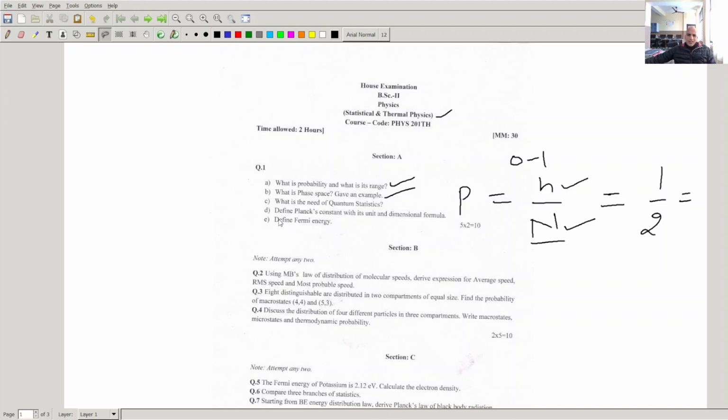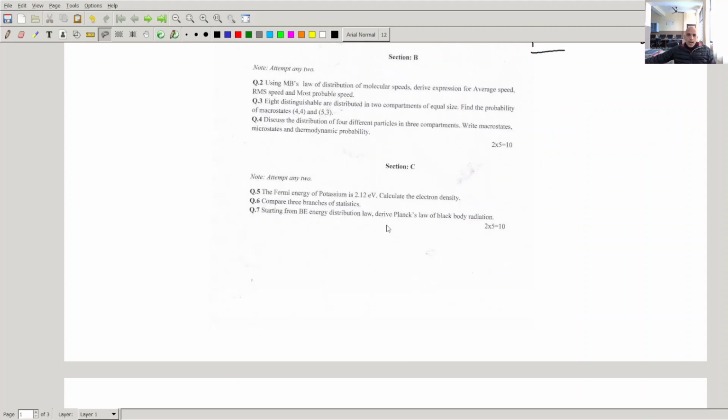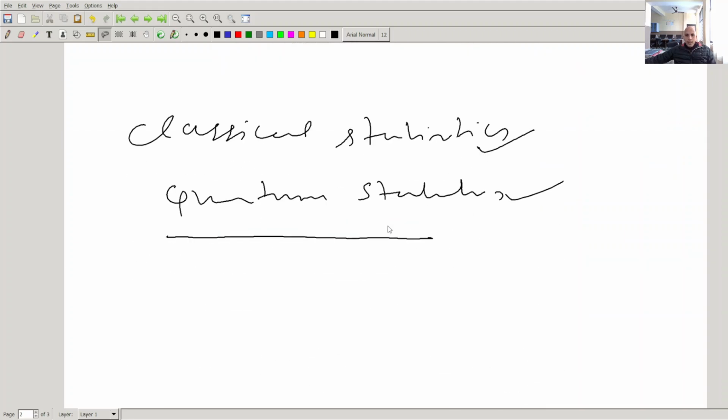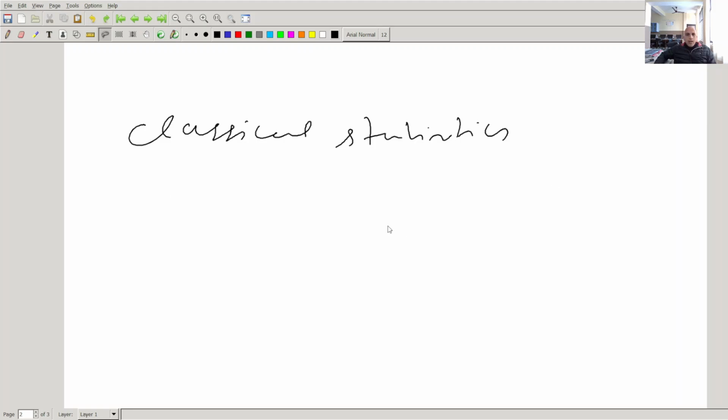Now I'm coming to the next question. D. Define Planck's constant and what are its units and dimensional formula, right? So again, I'm coming to this Planck's constant. You all have learned about Planck's constant. We know according to Planck's law, E is equal to h nu, right? E is equal to h nu.